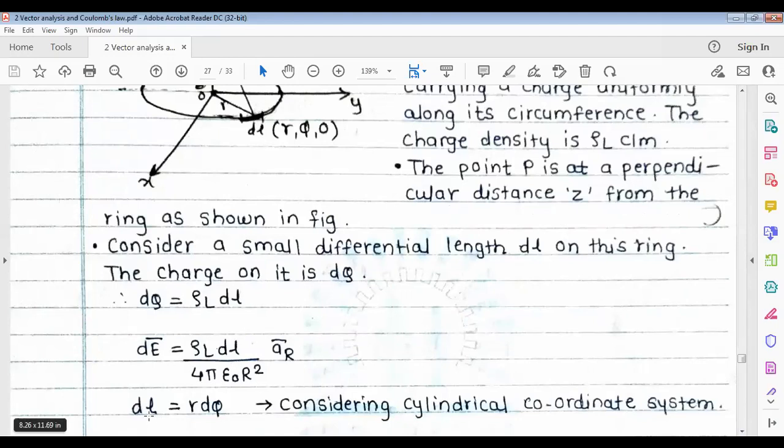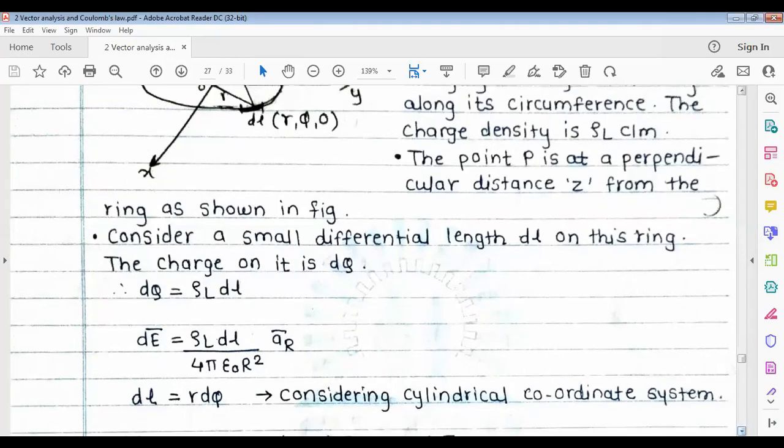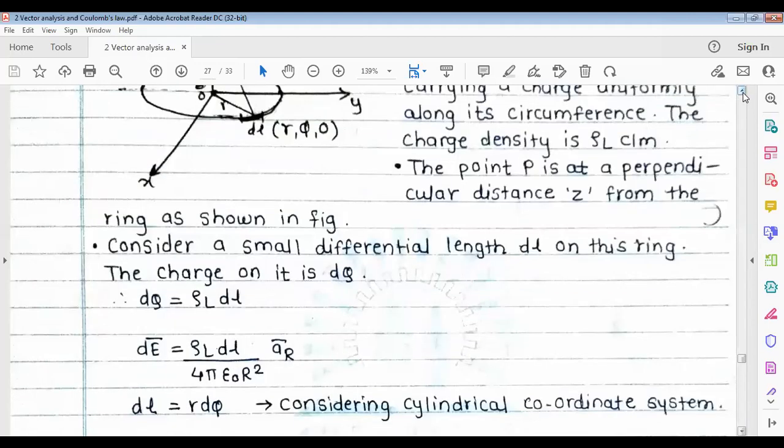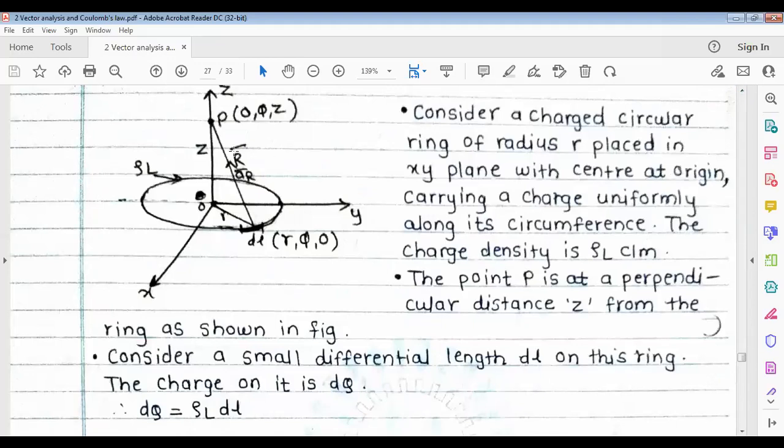Okay, and here you can see this dl is equal to r into d phi, because here we are considering a cylindrical coordinate system. Now we have to put all these values. So also we have to find first this r bar vector, first to find the r bar.